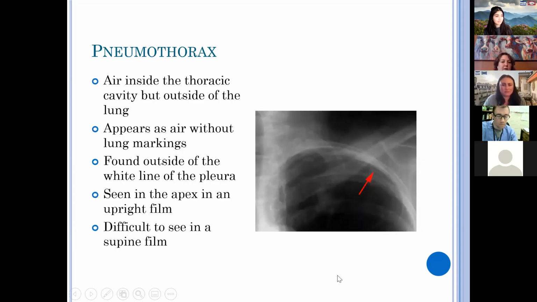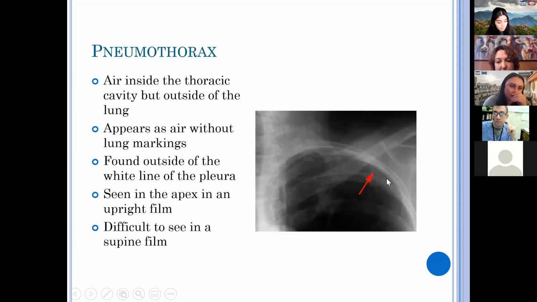Pneumothorax is when there is air inside of the thoracic cavity, but outside of the lung. And so this looks like an area where there's air. However, if you look closer, there are no lung markings in that area. It's found outside of the white line of the pleura. If the patient is standing or sitting upright, that air is going to travel up, and so you'll see it up at the top of the film. It's very difficult to see if the patient is lying down.